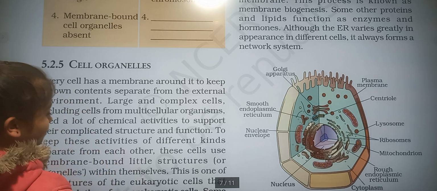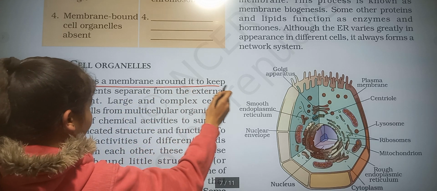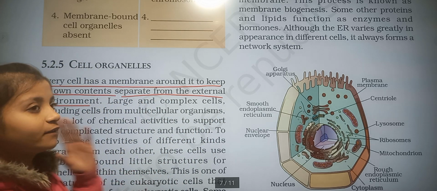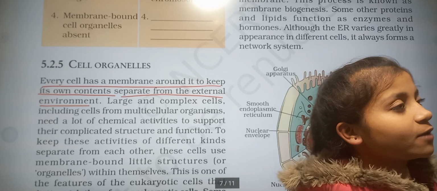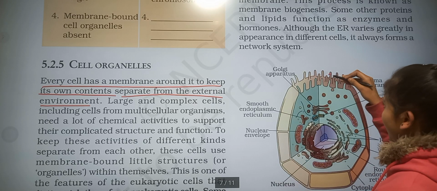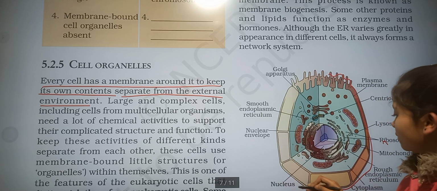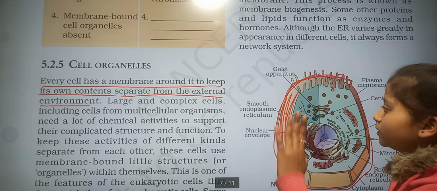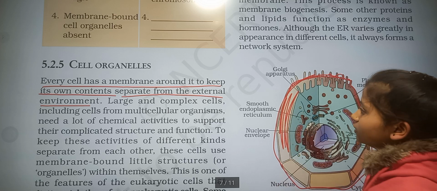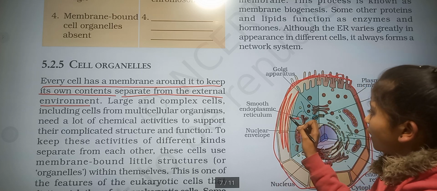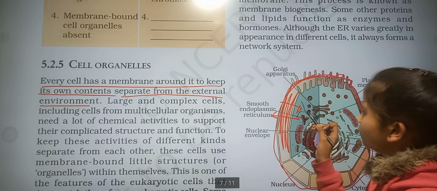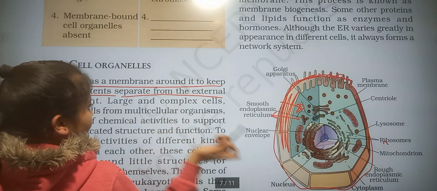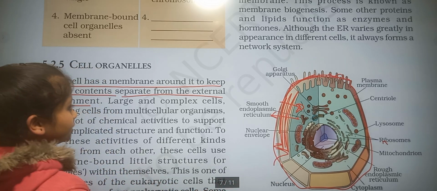Every cell has a membrane around it to keep its own contents separate from the external environment. It means every cell has a membrane. The type of membrane present is called the plasma membrane. This is an animal cell, so this layer is called the plasma membrane. It protects the cell so that no material can go out or come inside. It separates the cell.